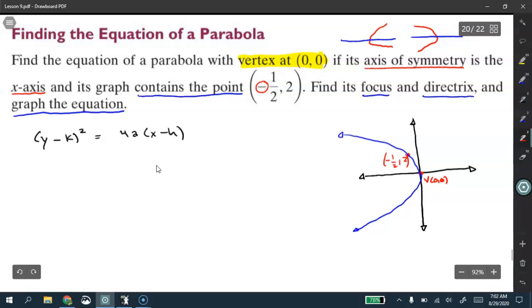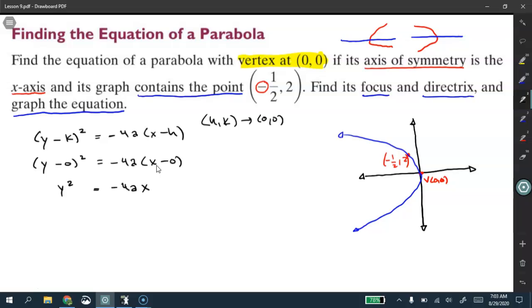All right, so here's what we're going to do. We're going to update. We know that the vertex is at 0, 0. So h, k is the vertex, and that's at 0, 0. So I'm going to write in y minus 0 squared is equal to negative 4a, because it's facing towards the left, times x minus 0. Now, this simplifies to y squared equals negative 4a times x.